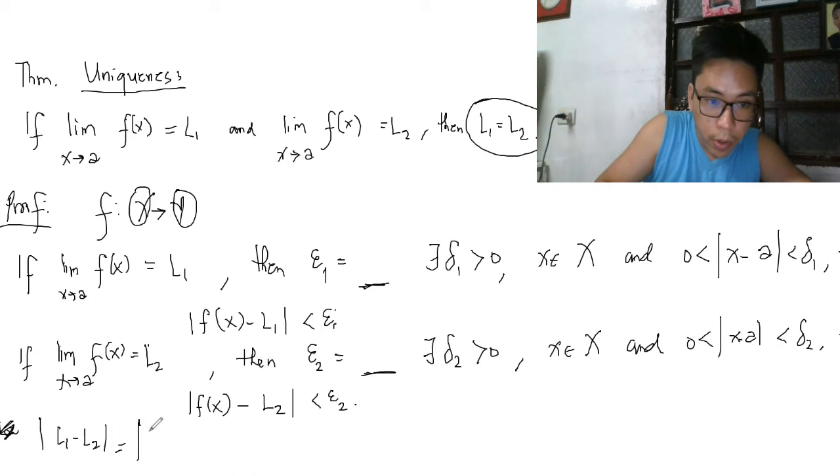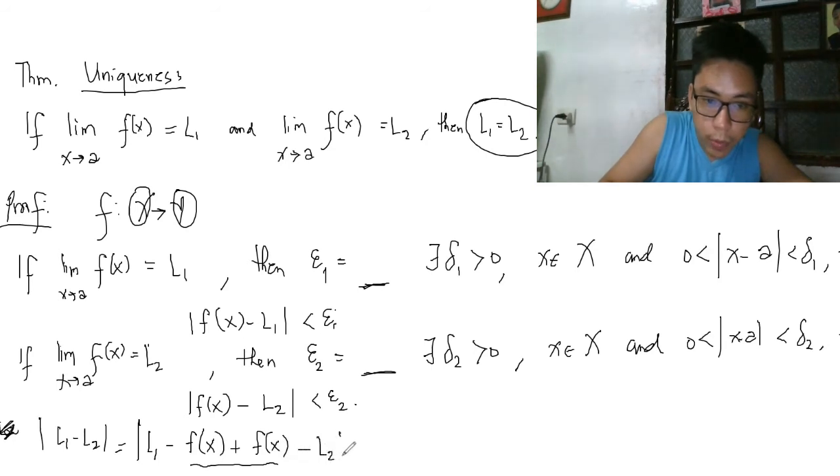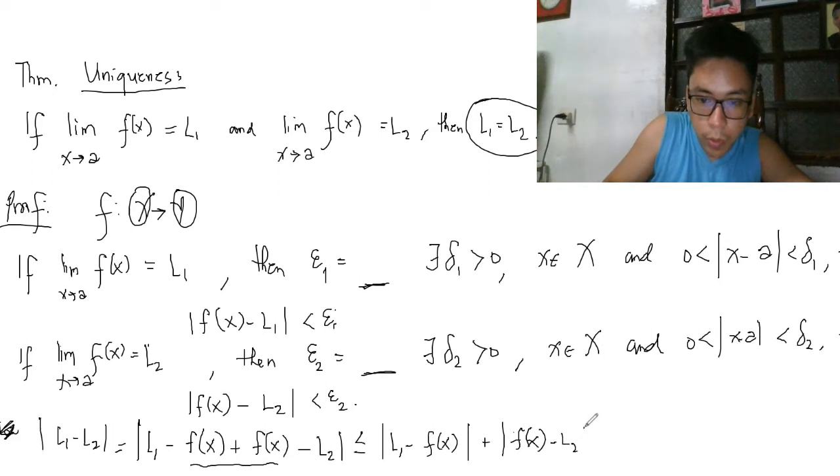So if I'm going to put the 0 on it, it's like adding negative f of x plus f of x. So remember the sum of these two is 0 minus L2. And technically, by triangle inequality, I can pair this as L1 minus f of x and plus f of x minus L2.